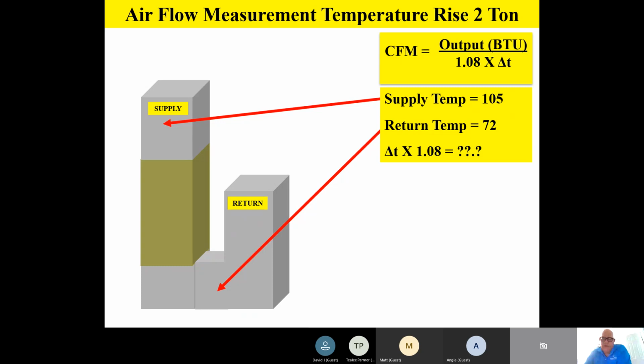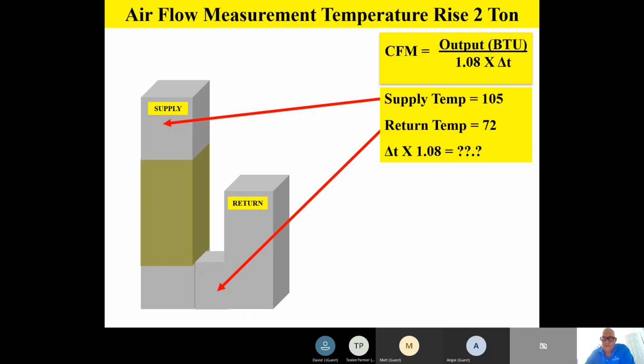Now what we're going to do, we're going to take our supply air temperature. We're going to measure the supply air temperature and the return air temperature. In our example, we have 105 degrees supply temp, 72 degree return temp. Now that's the delta T portion, so find the difference. So take 105 and subtract 72. And that should give you about 33. But we're not done yet.